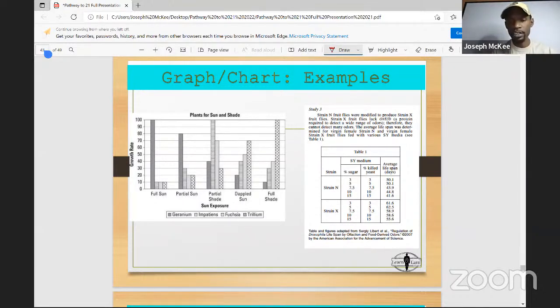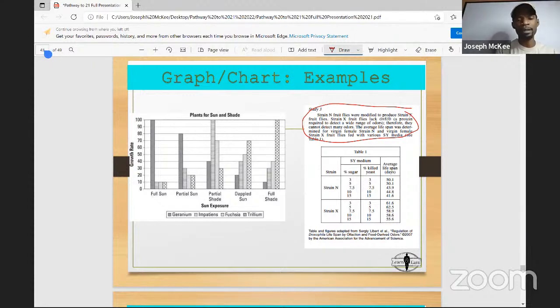If we look over at this table, it's talking about strain of yeast. So it's giving you the strain, it's giving you an SY medium, it's giving you a few other things. So you would have to read this passage and then look at this table and be able to read it. It's telling you what's the percentage of sugar, what's the percent killed yeast, and it's giving you average lifespan in days.